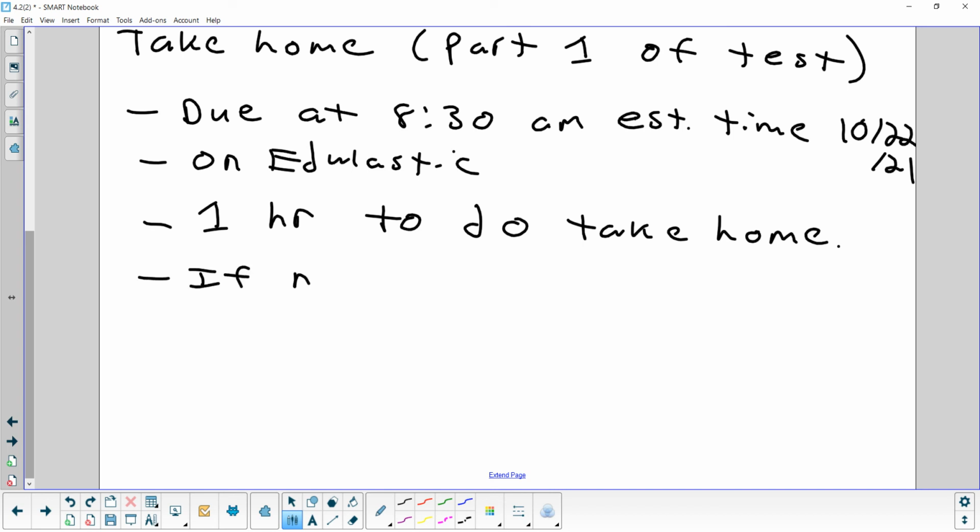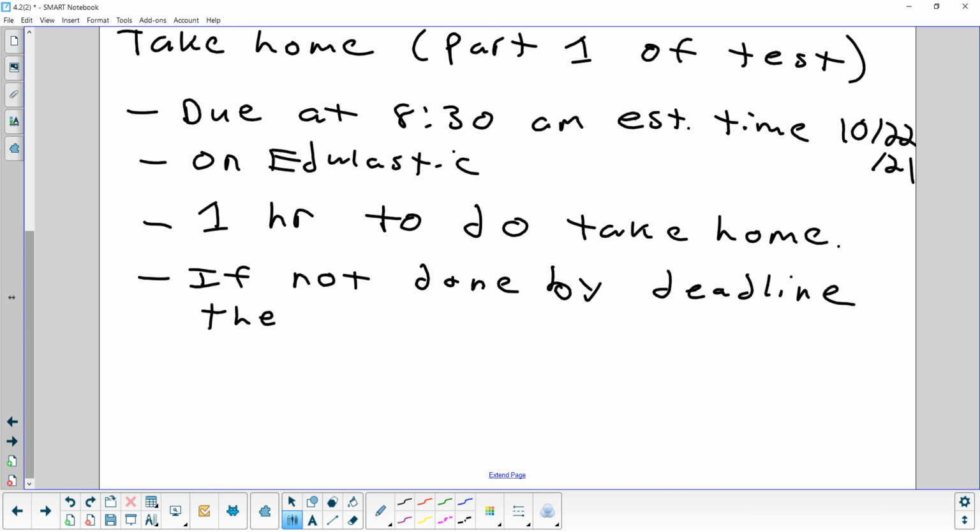Is there a code we need to get it? Yeah, there won't be a code. I'm not going to do it for this one. If not done by deadline, then grade equals 0. You can still do the in-class part, but you have to get that done by the deadline. Okay, it's 8:30 a.m. Eastern Time tomorrow.